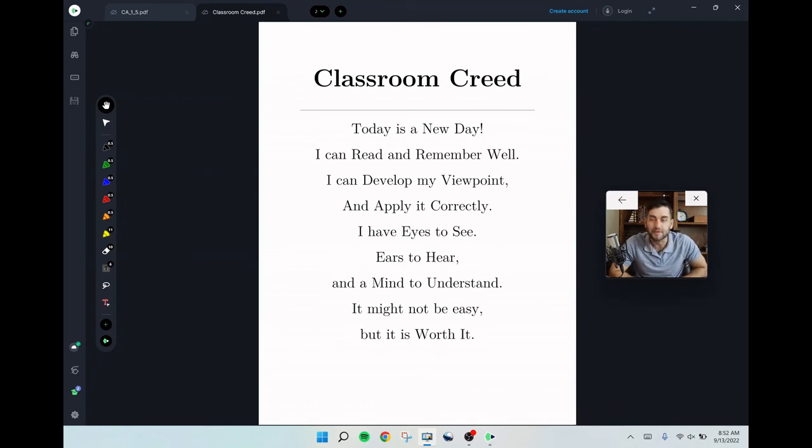So today's a new day. I can read and remember well. I can develop my viewpoint and apply it correctly. I have eyes to see, ears to hear, and a mind to understand. It might not be easy, but it's worth it.